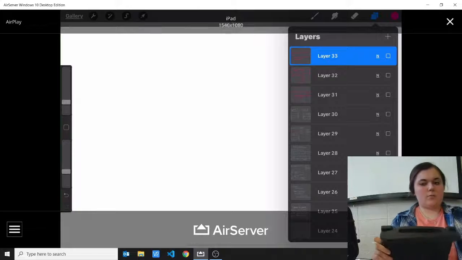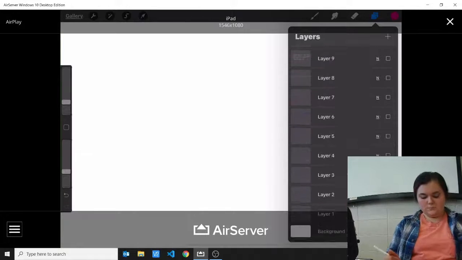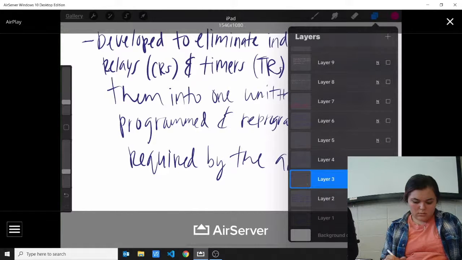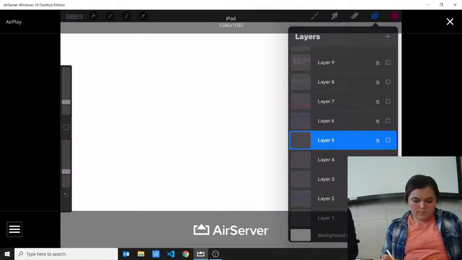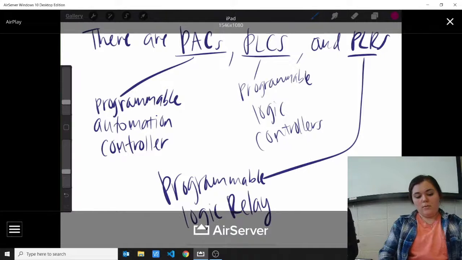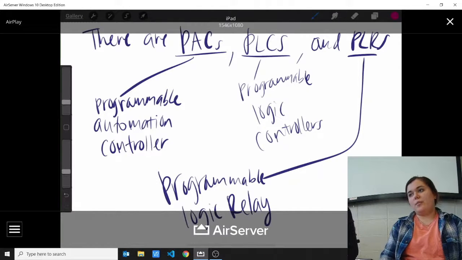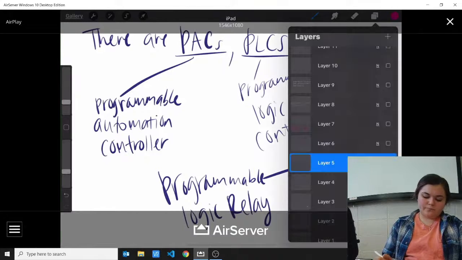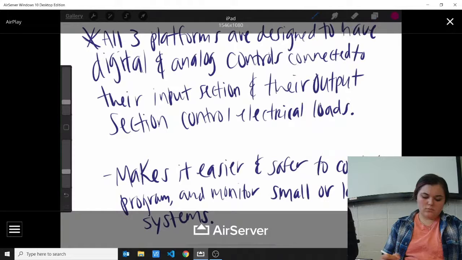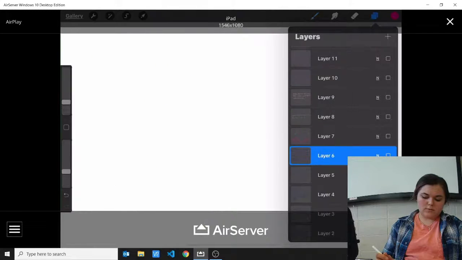Alright, so let's do a recap. I'm not going to overload you with too much more stuff. So, go back through here. The 3 different types of programmable controllers you might run into in the world would be PACs, PLCs, and PLRs. So, remember that, okay? Programmable automation controller, programmable logic controller, or programmable logic relay. We're not going to touch back on that.